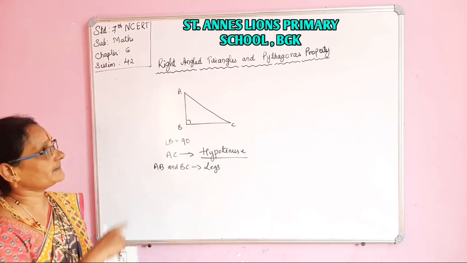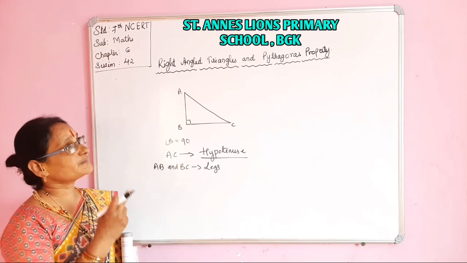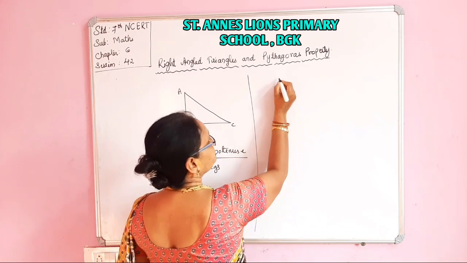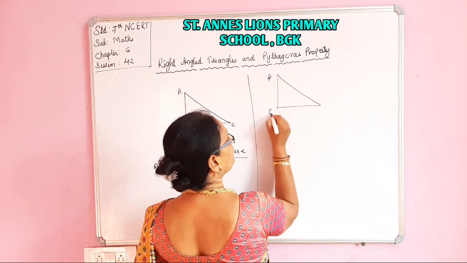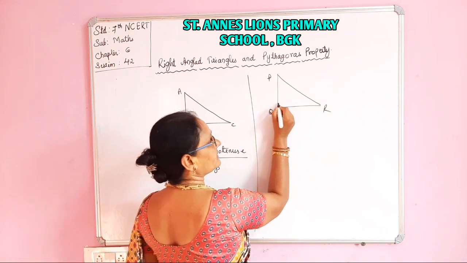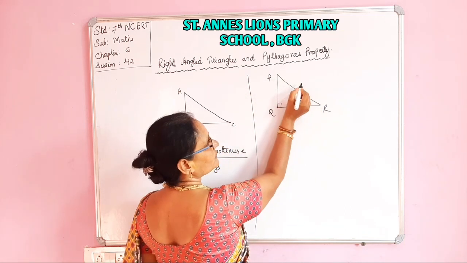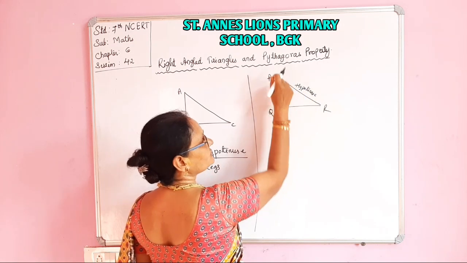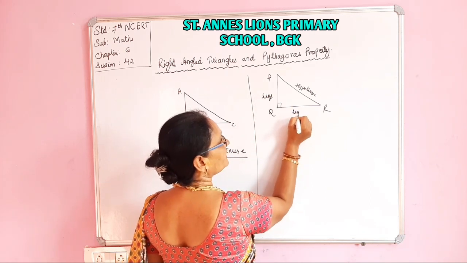What is the Pythagoras property? Pythagoras is a great, famous mathematician. His property is very well known. What it is, we will see now. See here, this is another right angled triangle PQR. In this right angled triangle, Q is 90 degrees. Then PR is called the hypotenuse. What about these two sides? PQ is one of the legs and QR is one of the legs.